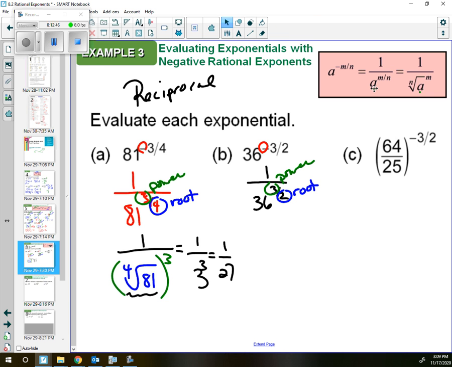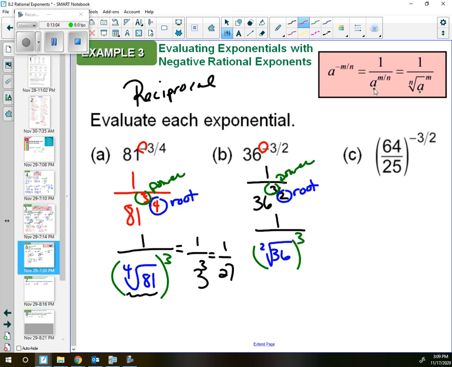So we're going to do the same thing we were doing before. So 1 over, see if you can rewrite this. What are we going to be doing on the bottom? See if you can pause the video, write what that radical should be on the bottom that we're trying to evaluate. So square root of 36, and then take that answer and cube it.